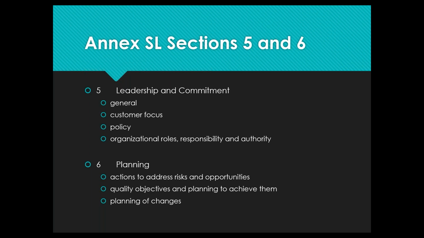In section 6, called planning, section 6 is made up of 2 key parts. We have the risk requirement, which then flows into several other areas. And this is also where we find the quality objectives requirement. This idea that you have to develop measurable goals for your processes kind of comes home primarily in section 6.